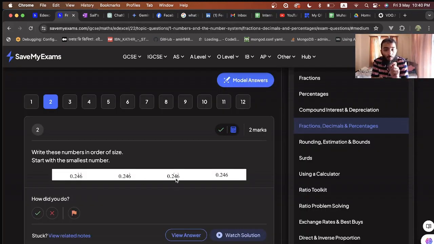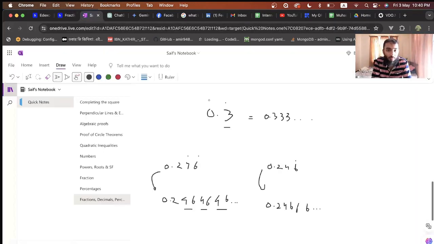What is the third number? 0.246 with dots given over 2 and 6. Because dots are given over 2 and 6, 2 and 6 will be repeated. So 0.246262626, 2, 6, 2, 6 in this way. So 26 will be the recurring pattern.